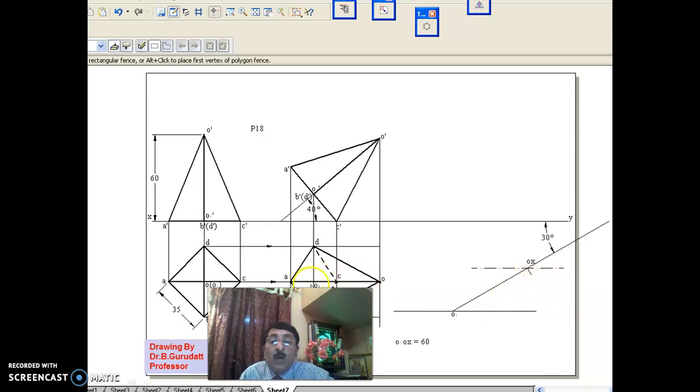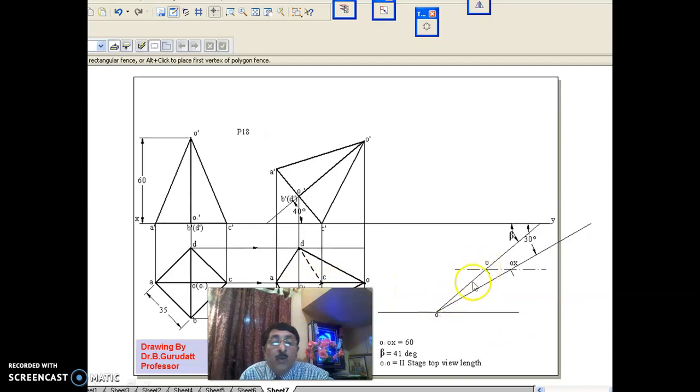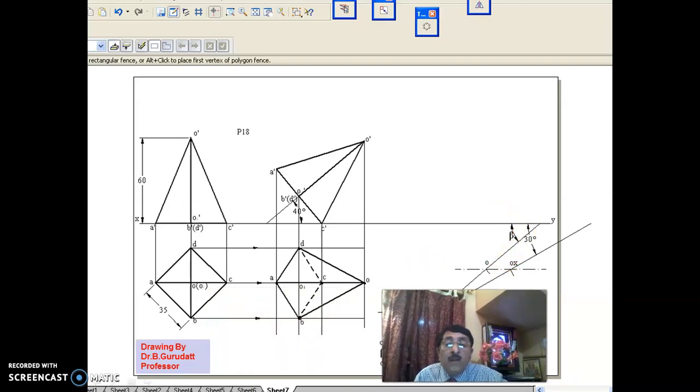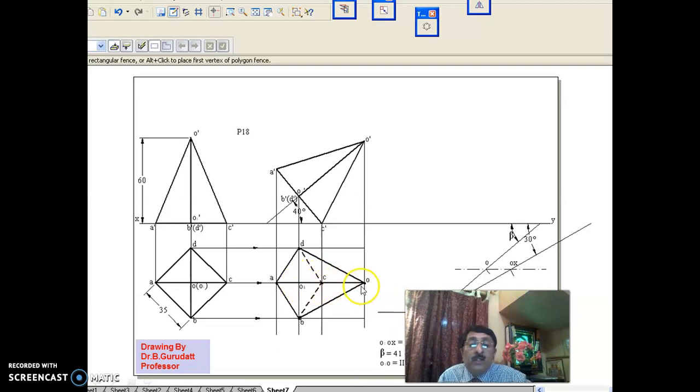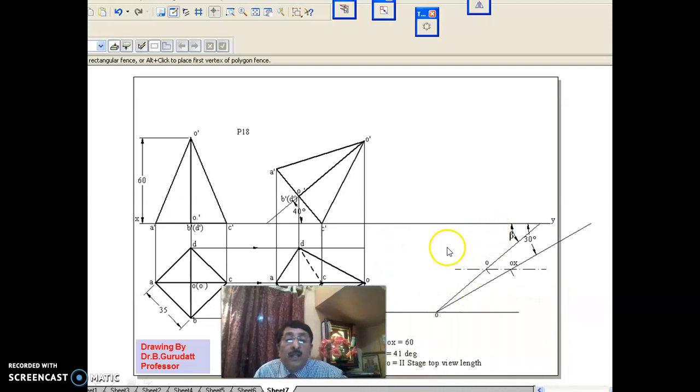That means what you do is draw a line at 30 degrees and cut O1 OX, which is the true length of the axis, equal to 60 mm. Once you cut 60 mm, you have the top view of the axis, which is not in true length. This length you take and cut here, O1 O. That gives beta. Now what I suggest is this O1 should be inclined at beta to the XY line, that is VP. This has been shown here.